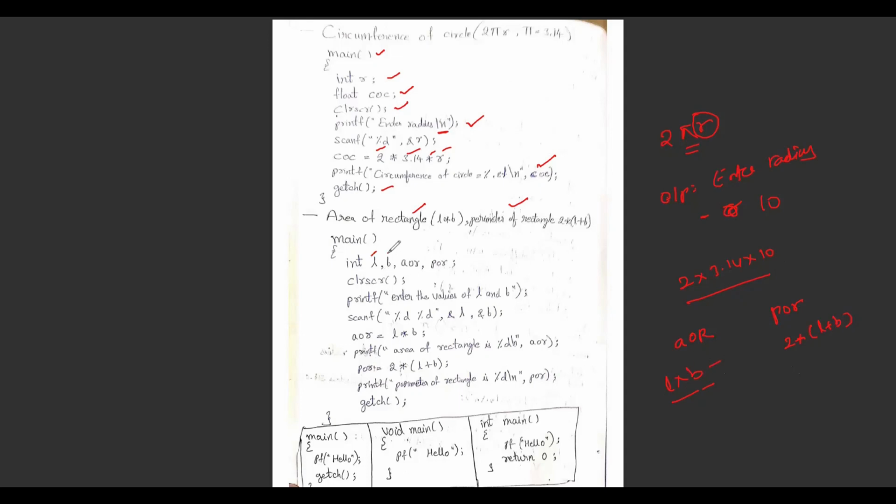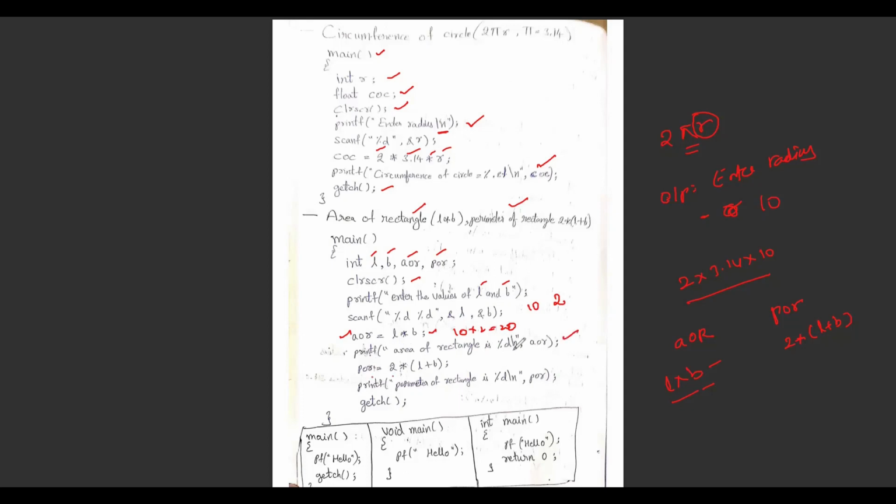So I'm going to take L, B, AOR, POR, clear the screen, enter the value of L and B, right? Scanf. The system is asking us to enter a value. I'm going to give L value as 10, and B value as 2. Area of rectangle equals L into B. That is the formula. So this is 10 into 2, which is 20. That will be stored into this AOR. Area of rectangle will be printed.